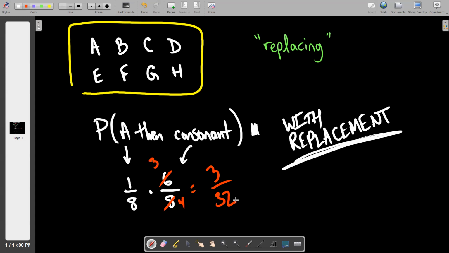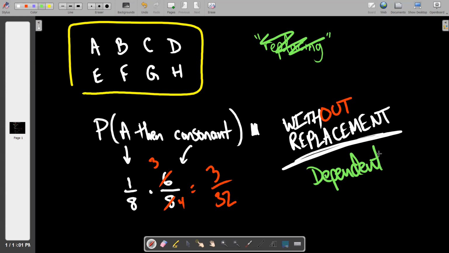Everybody okay with that? Now, let's do the exact same problem again, only this time, let's do it without replacement. This is it. If this makes sense, then you really pretty much get the gist of all of this. And these are now going to be dependent events. As soon as there's no replacement, then we can call this dependent.